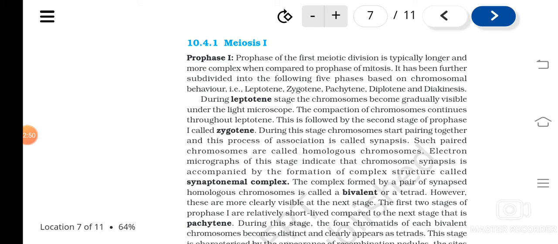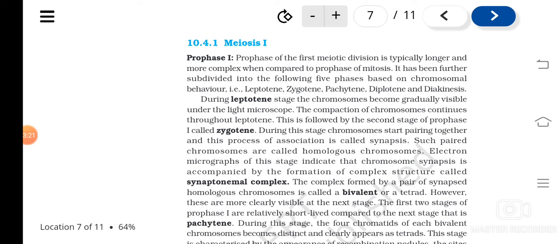Isn't it? Leptotene, what is the major event? That is, the chromosomes will be visible under the microscope. It means the condensation of the chromatin network is taking place, and that is a major event. We have already seen that in the resting cell, or when a cell is not dividing, you cannot see the chromosomes. You can see only what? Chromatin network or chromatin material. So it starts its condensation. That is the major event during leptotene.